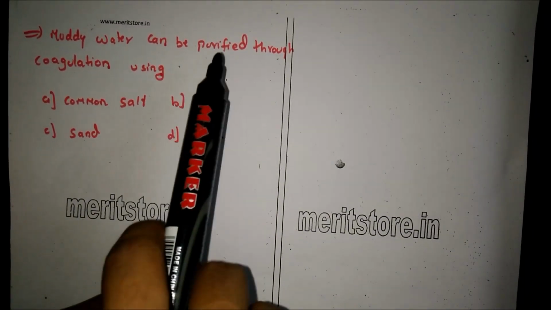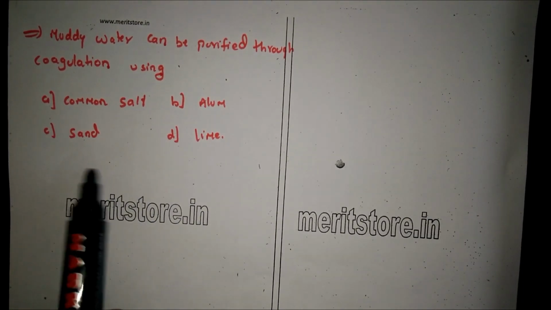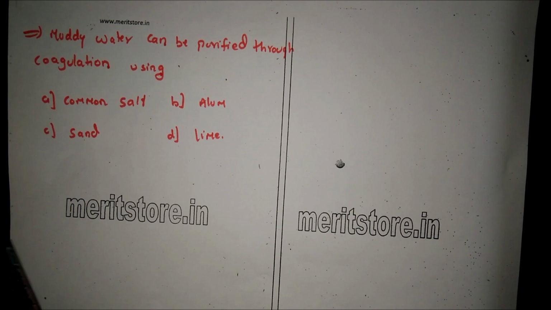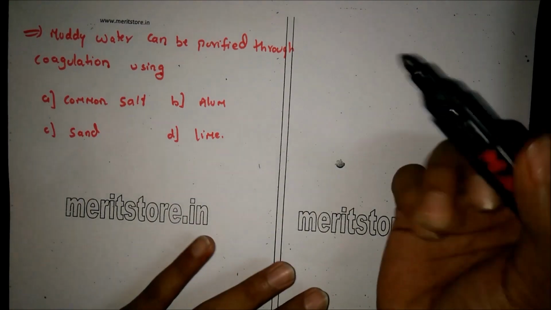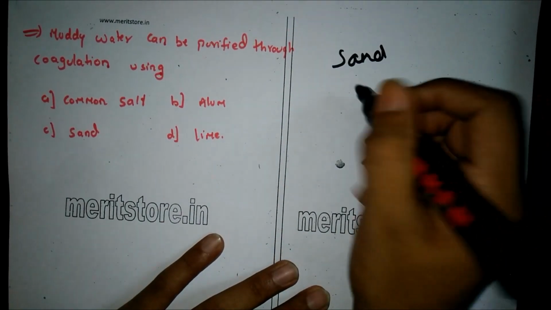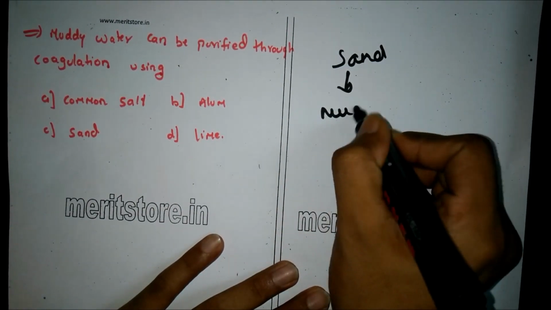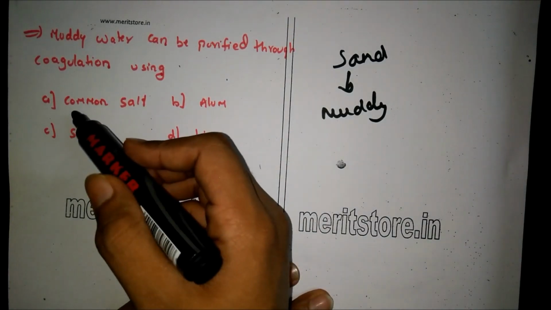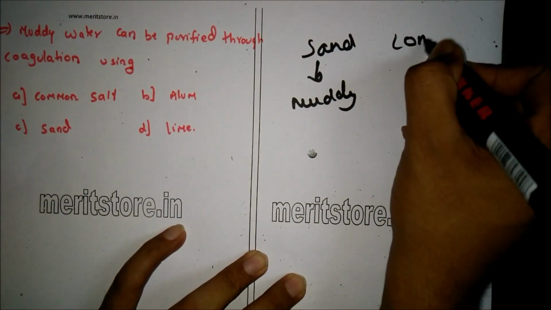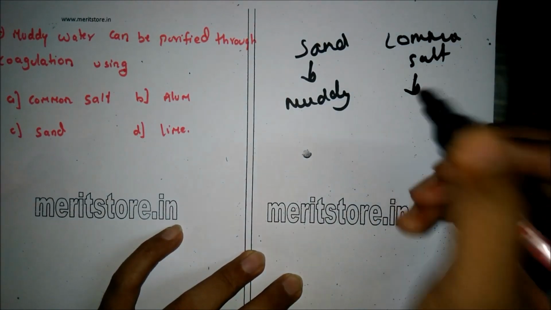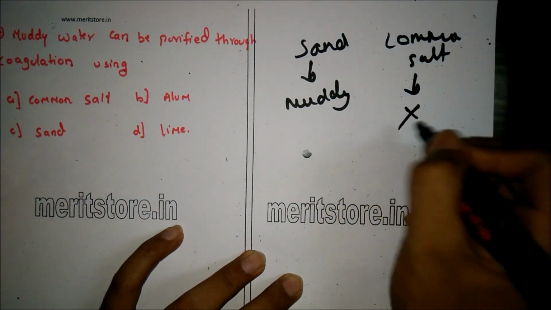Muddy water can be purified through coagulation using: A. Common salt, B. Alum, C. Sand, and D. Lime. Now here, obviously, if sand is added to muddy water, it will become more muddy and less purified. Therefore, sand is not the correct answer. Same is the case with common salt. If we add salt in water, it will basically dissolve without even purifying it. So this also does not help.